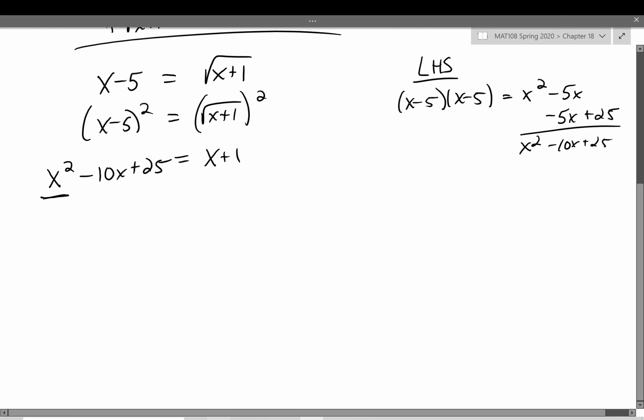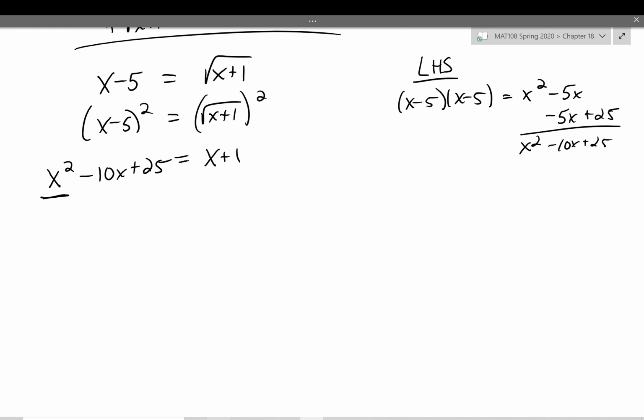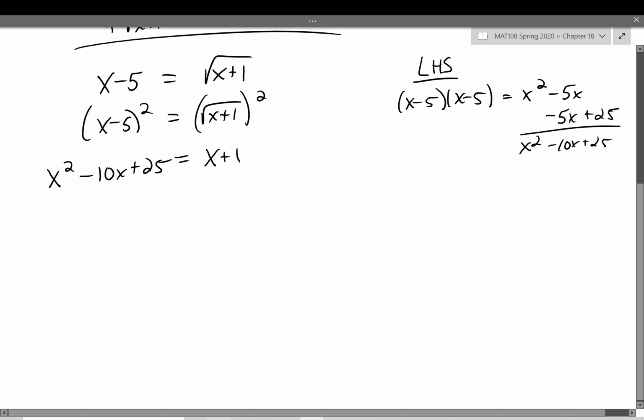I'm very excited because now we have 4 methods. We could factor, we could complete the square, we can use the quadratic formula, we can also use the square root property. Remember, I told you, if I don't specifically tell you how to do the problem, pick the method you like the most. So I'm going to use the quadratic formula. But in order for me to use the quadratic formula, we got to set this equal to 0. So what I need to do is subtract x from both sides. First, that's going to give me negative 11x plus 25 equals 1.